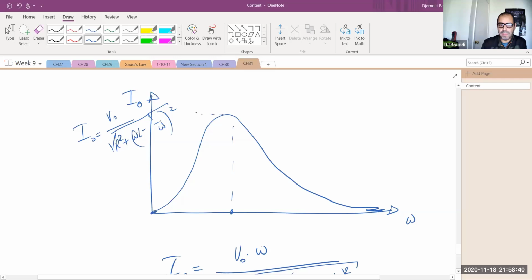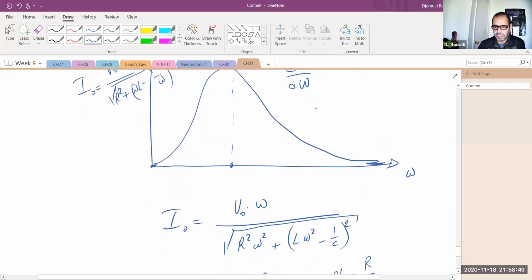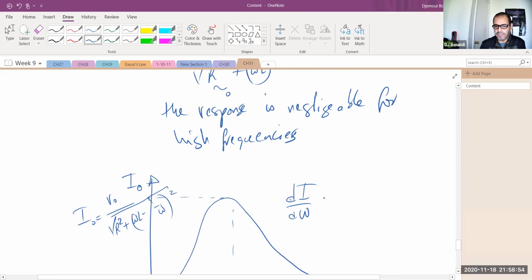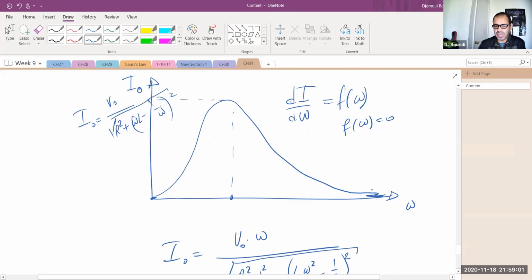And then find the maximum. So basically we have to take the derivative of this expression with respect to omega. That's going to be some function of omega. Then take this f of omega and make it equal to 0. Obviously, it's going to vanish also at infinity too, because this approaches infinity asymptotically, but we don't care about that. We care only about the resonance, where it's going to peak.